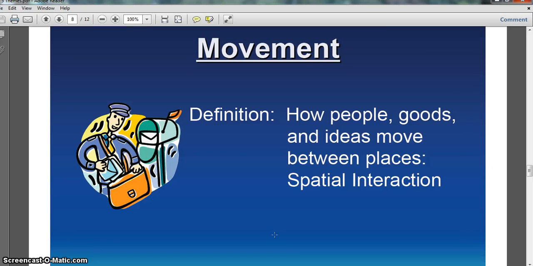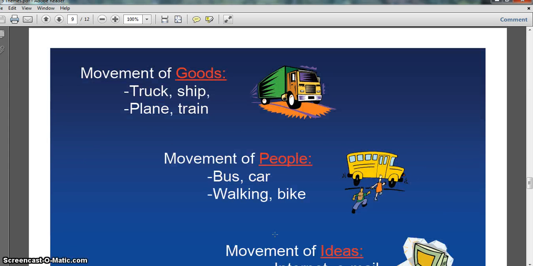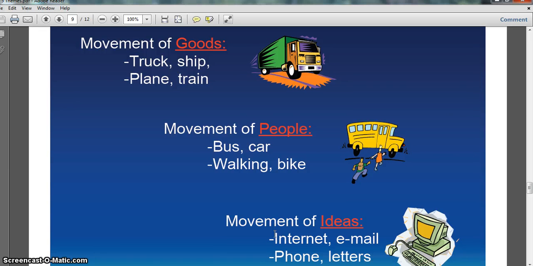Now, M would be your movement, which is how people, goods, and ideas move between places. So in your phrase, lucky people have more rhesus, the more would start with the M. This would be your movement and your way to remember movement. Let's talk about how goods, people, and ideas move. Goods move by a variety of ways, by truck and by ship and by train. We move goods about our country as well as around the world.